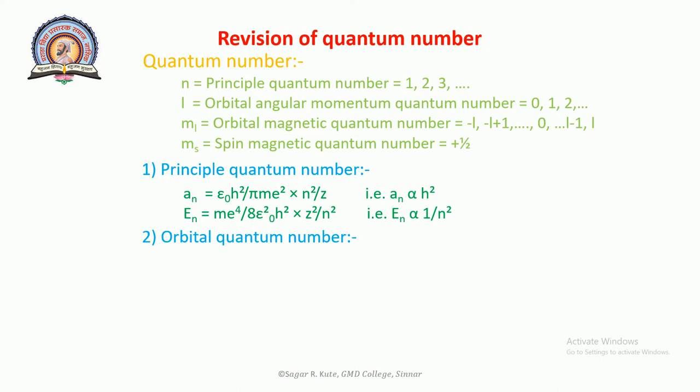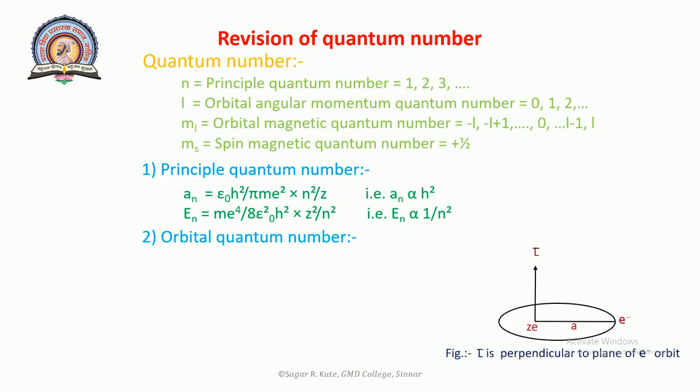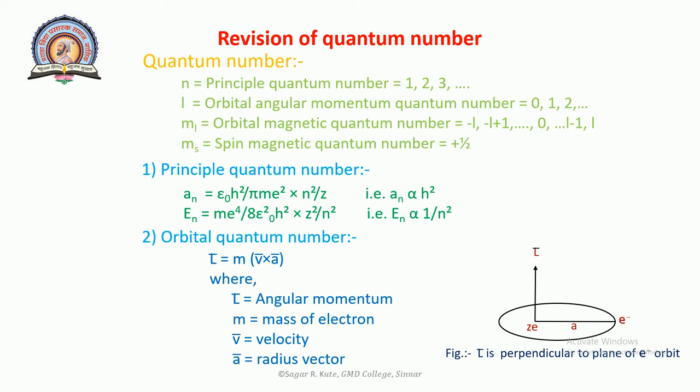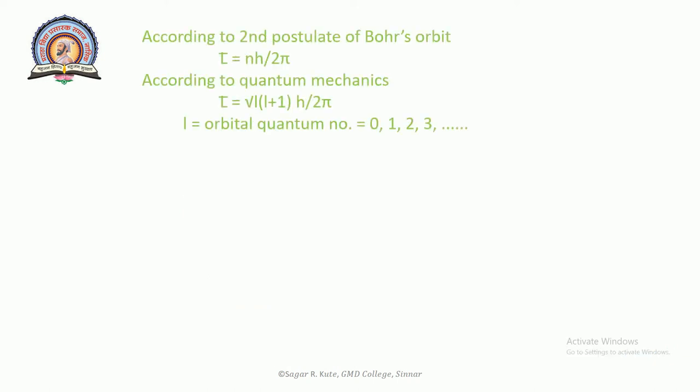Now second is the orbital quantum number. In this figure, L bar is perpendicular to the plane of the electron orbit. The quantum number which arises due to the orbital motion of the electron in an orbit is called the orbital quantum number, that is l. L bar is equal to m into v bar cross r bar, where L bar is angular momentum, m is mass of electron, v bar is velocity and r bar is the radius vector. According to the second postulate of Bohr's orbit, L bar is equal to n into h upon 2 pi. According to quantum mechanics, L bar is equal to under root of l into l plus 1 into h upon 2 pi. L is the orbital quantum number, with values 0, 1, 2, 3 up to n minus 1.